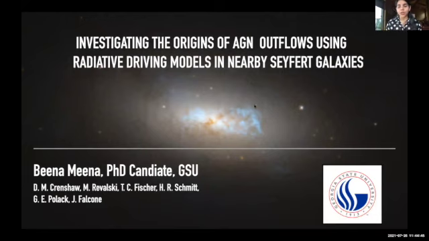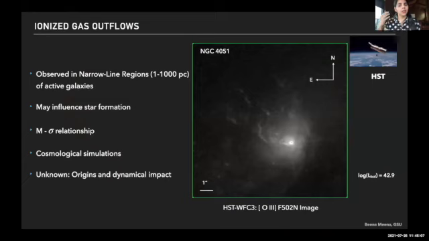For those who are new to AGN outflows, I would like to give a brief introduction and provide the motivation behind my work. AGN, or active galactic nuclei, are powered by supermassive black holes that are actively feeding on their surrounding matter. This feeding process produces powerful radiation that can ionize and drive the gas away from the nucleus and create AGN winds or mass outflows.